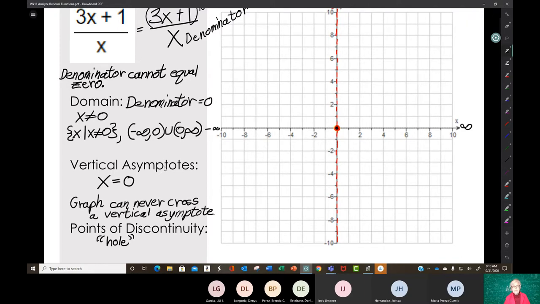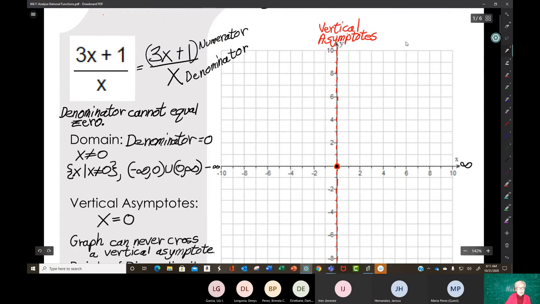It's like end behavior. We talked about end behavior for polynomials. This is end behavior for rational functions, but not all rational functions have a horizontal asymptote. So we're going to be talking about when they do and when they don't and what the horizontal asymptote is.